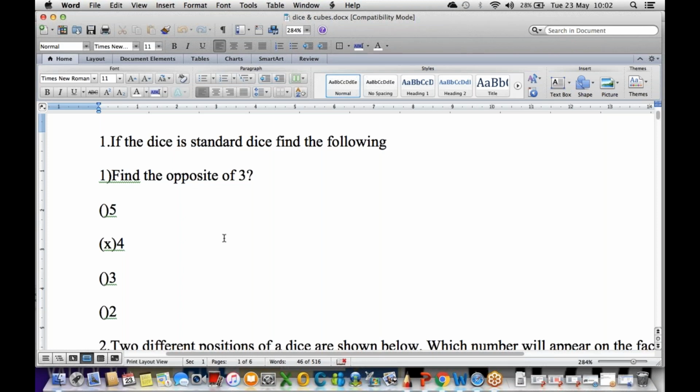So, if this is a scenario, you can say that the face opposite to the 3 will be definitely equal to 4.